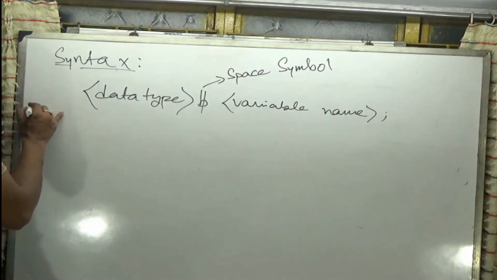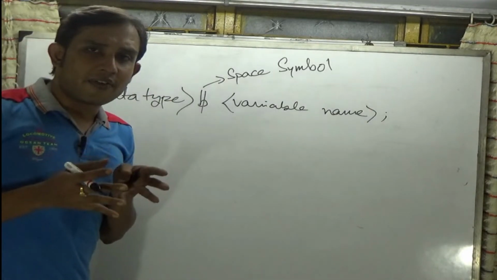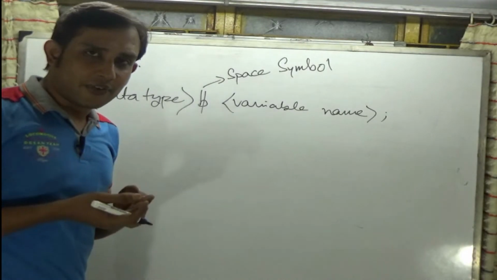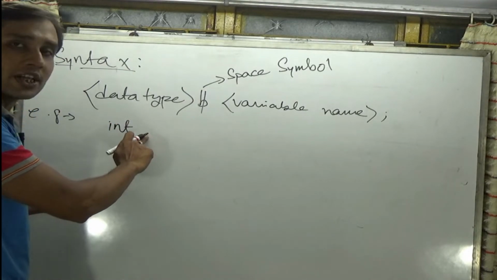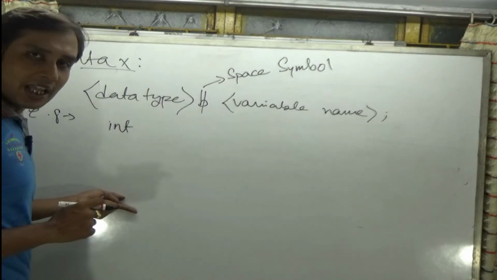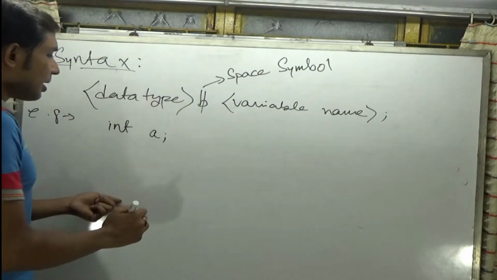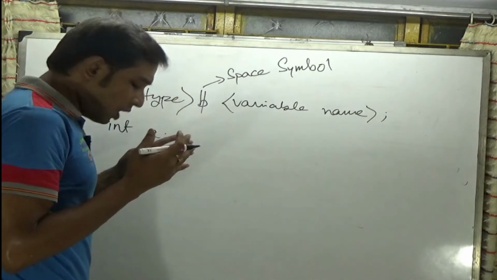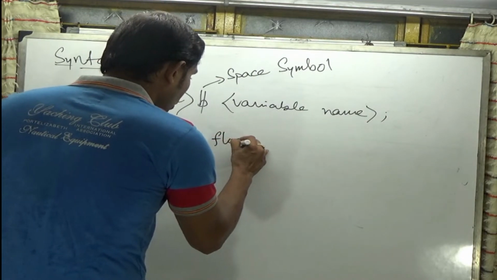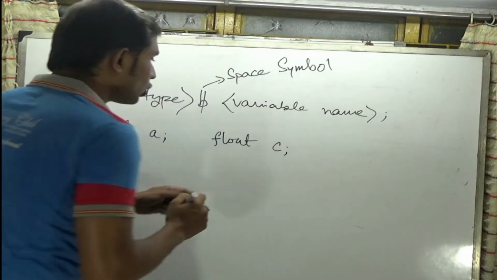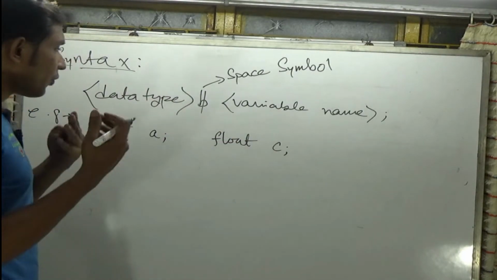So let's take an example. If I am going to declare a variable which will store an integer value, then the data type becomes int, and then giving space, and then giving the variable name. Suppose the variable name is a, so int a. Suppose I am declaring a variable which is able to store a floating point value, so I am declaring float space c. So this c variable can store floating point or fractional values.